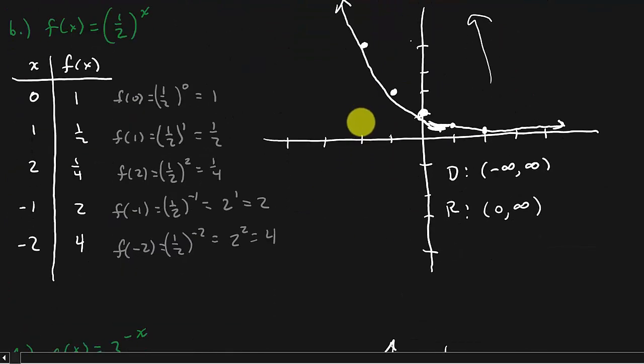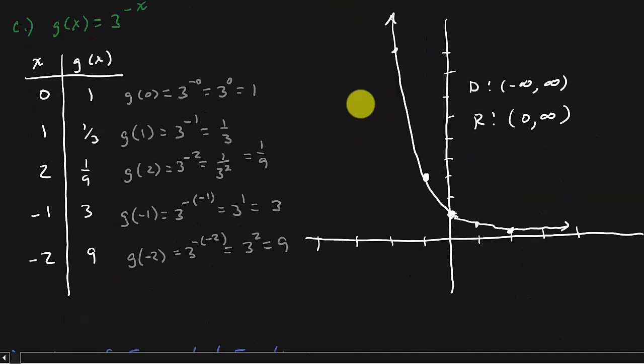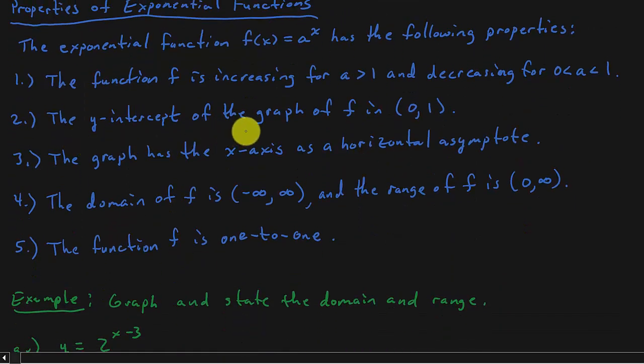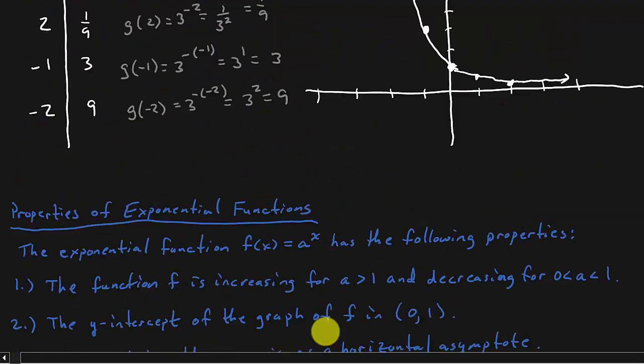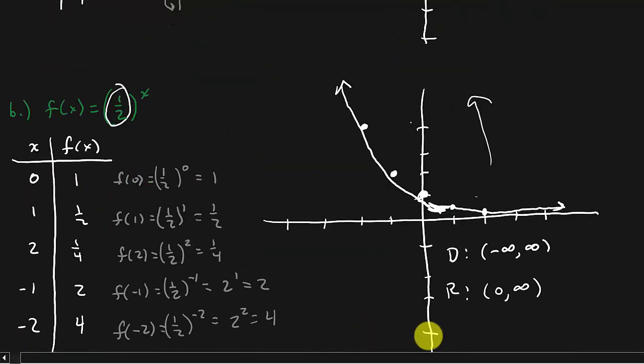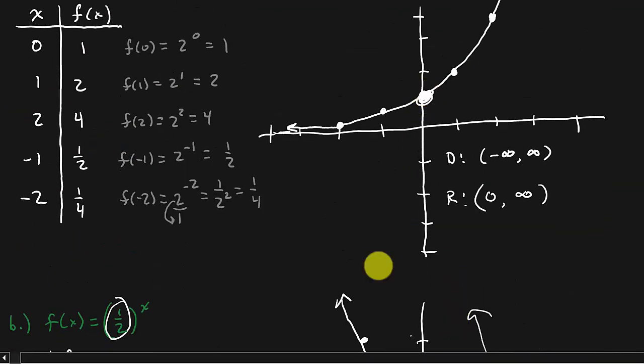And then what did it say? If a is between 0 and 1, so if a is a fraction or decimal, it's what? Decreasing. So if we read this from left to right, see how this is decreasing? That's what that means. And then the y-intercept of the graph f is 0, 1. And you saw that. You see how the y-intercept on all of these right there? That's the point 0, 1. And then look at this. There's your y-intercept, 0, 1. There's your y-intercept, 0, 1.